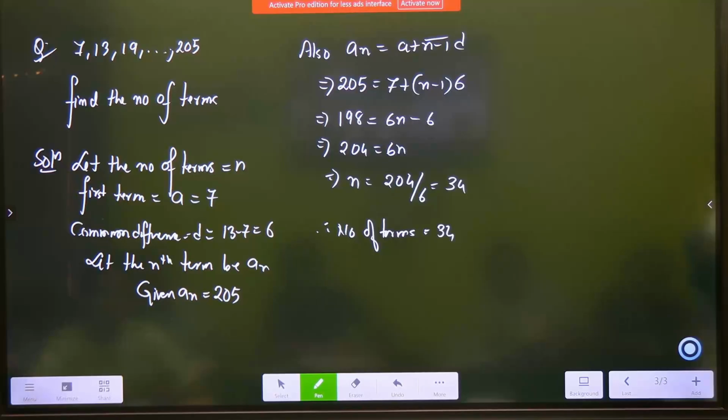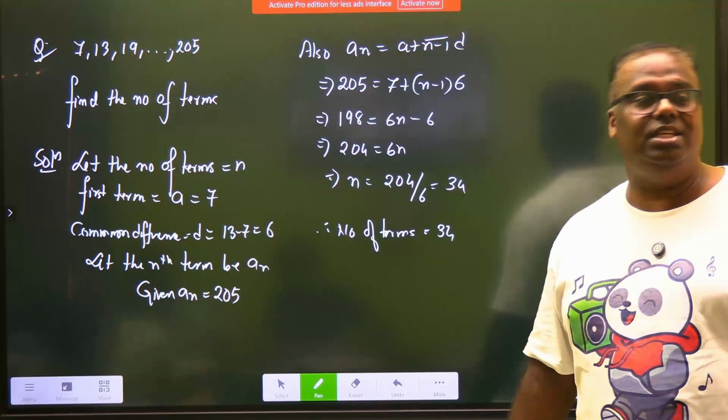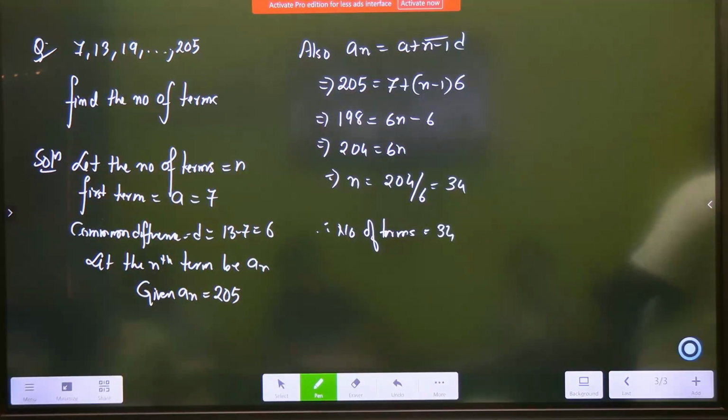In such problems, we will be given a finite AP where we have to guess how many terms are there in the AP. And so far we know only one formula, that is nth term. Nth term is a plus n minus 1 into d. And keep that in your mind. So what is the 74th term? A plus 73d. What is the 216th term? A plus 215d.